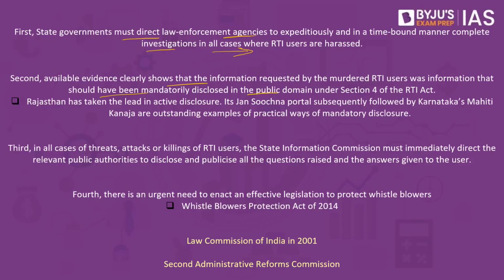mandatorily disclosed in the public domain under Section 4 of the RTI Act. We did discuss Section 4, where the government on a voluntary basis will have to give out the information. But in most cases, they are not giving this information. So Rajasthan has taken the lead in active disclosure in what is called the Jan Suchana portal, subsequently followed by Karnataka's Mahiti Kanaja, are outstanding examples of practical ways of mandatory disclosure.